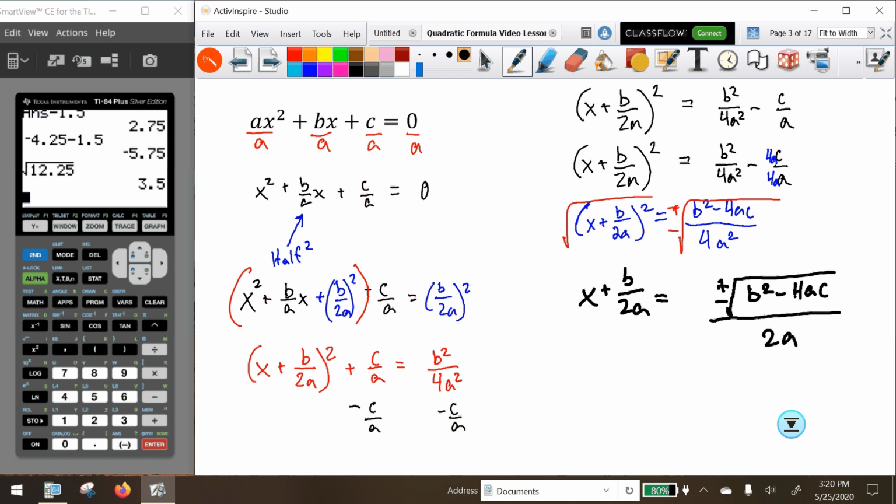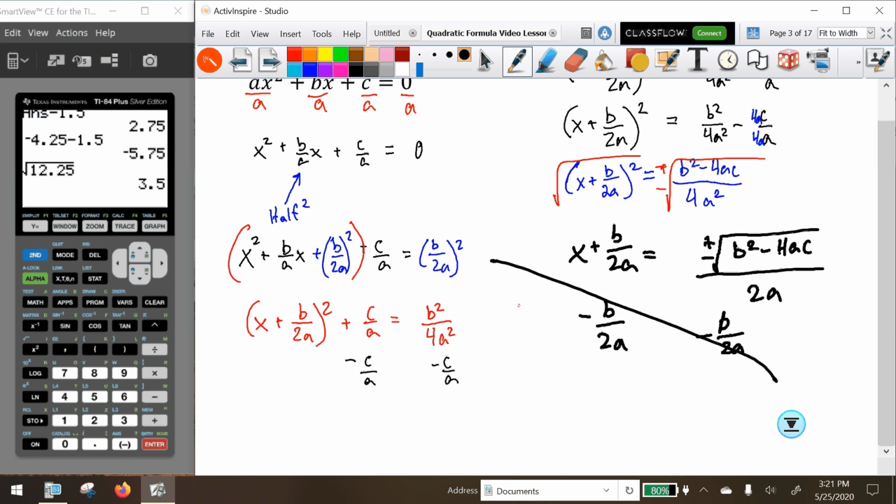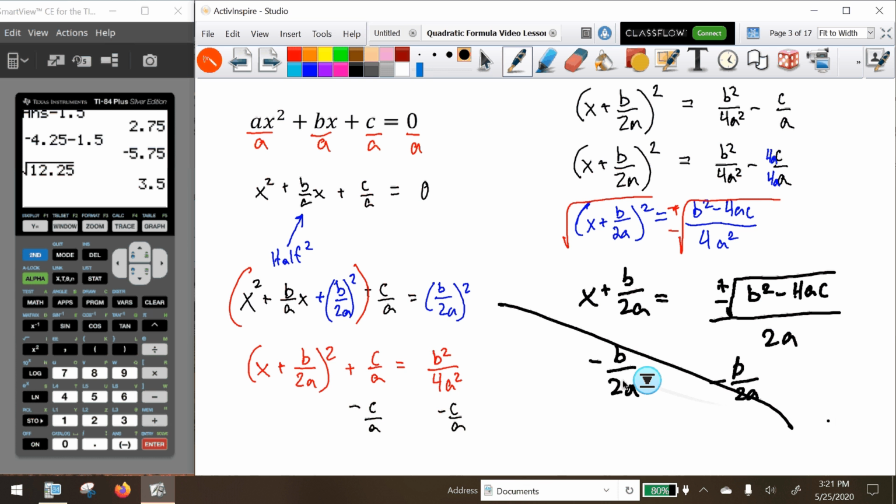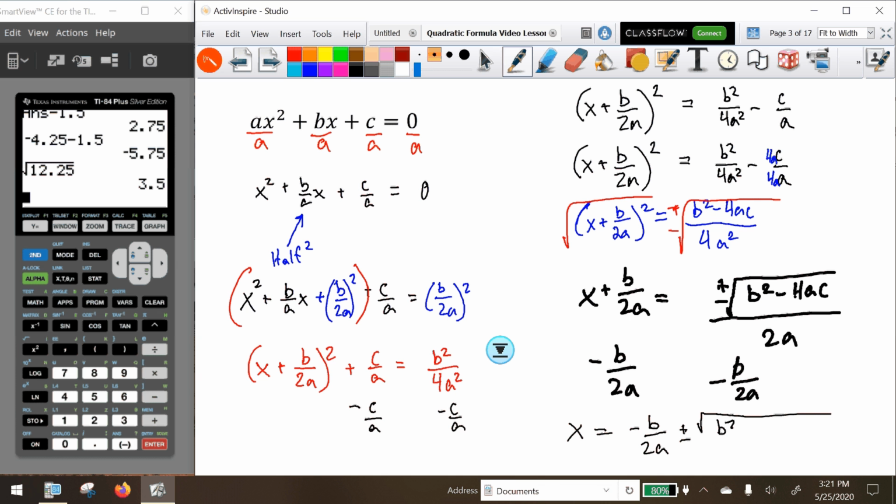All right, there's only one more step. I have to get rid of that b over 2a that's adding my x. So to get rid of that, I'm going to subtract it from both sides, subtracting b over 2a. And what do we have here? We have x is equal to negative b over 2a plus or minus the square root of b squared minus 4ac all over 2a.